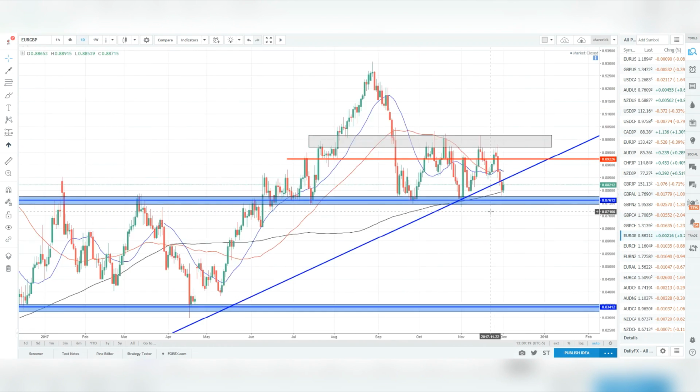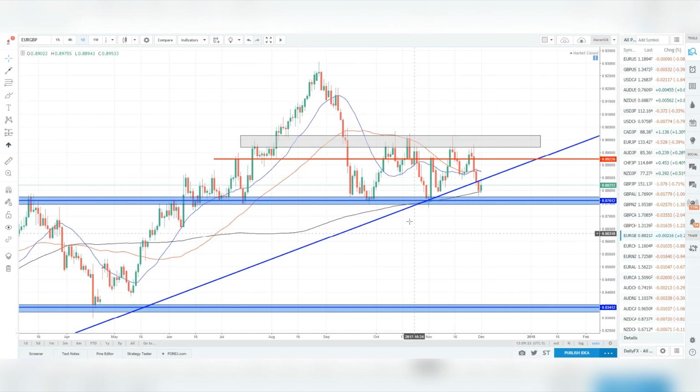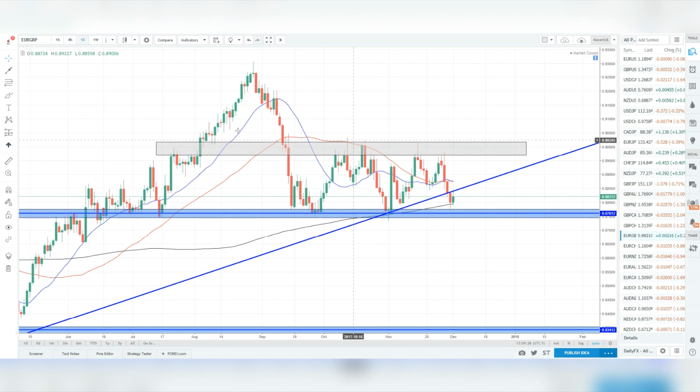Even euro pound to the downside, you can see we broke this long-standing weekly trend line. Retested a little bit here on the 200 SMA, but starting to roll over. This strong resistance held again, and could see potential shorting opportunities here out of the euro pound as well. So that pretty much covers the technicals for this week, guys.